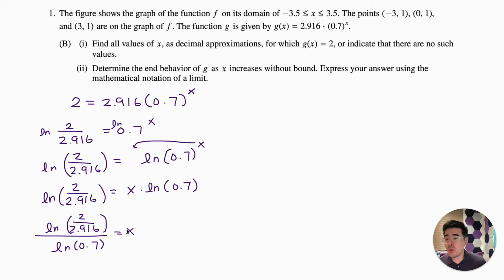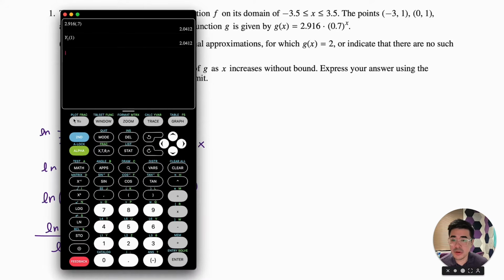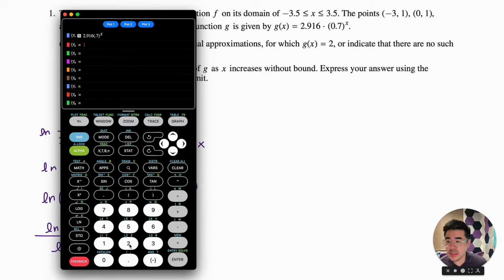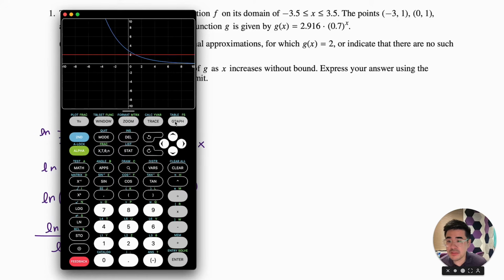So obviously they'd want a decimal approximation, so then I would plug that in my calculator. However, let me show you a much simpler way to do this on the calculator. So then we're going to go to our graph function, right? And we're trying to find another point where y is equal to 2. So then I'm going to just graph y2 is equal to 2, and then I'm just going to graph this and see where the two lines cross each other.